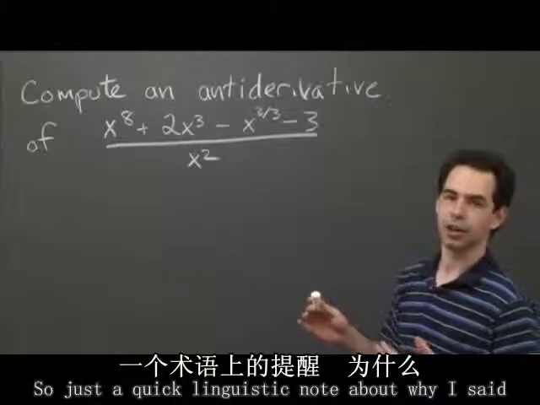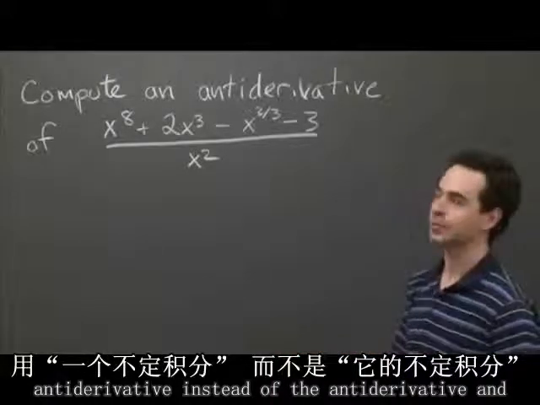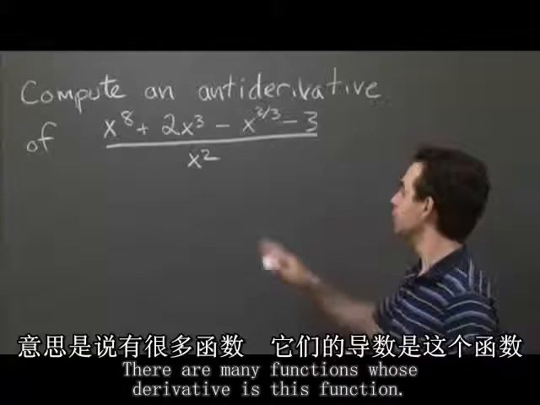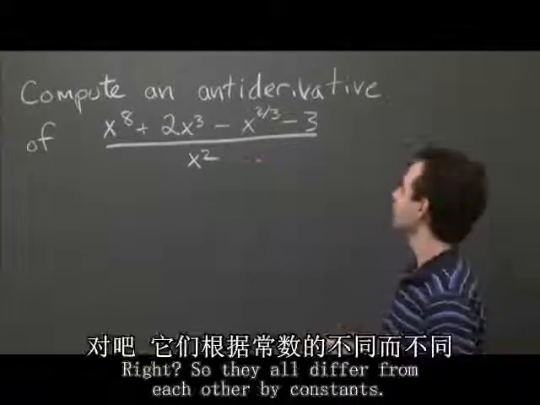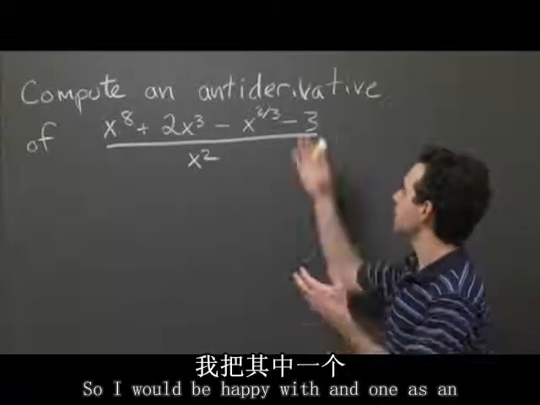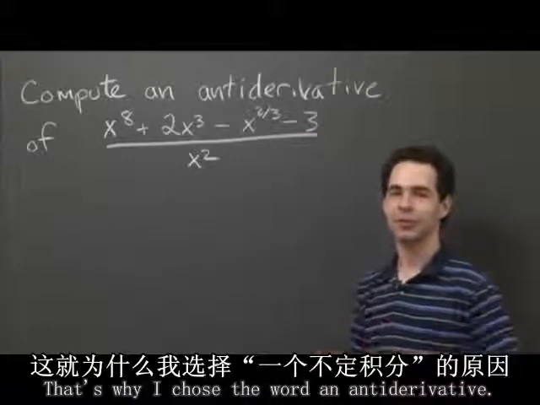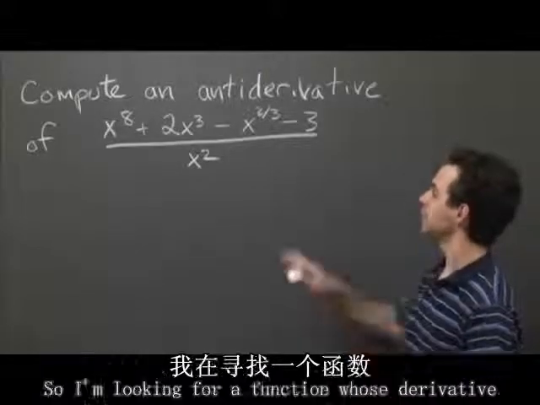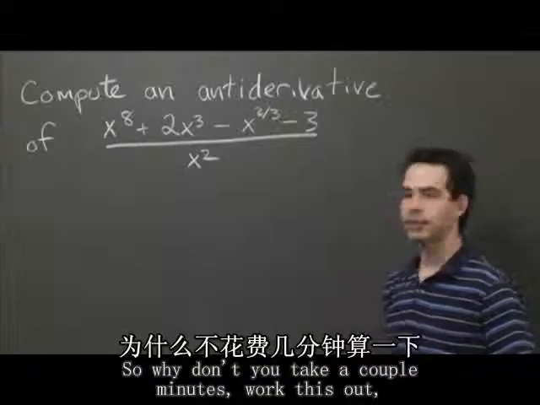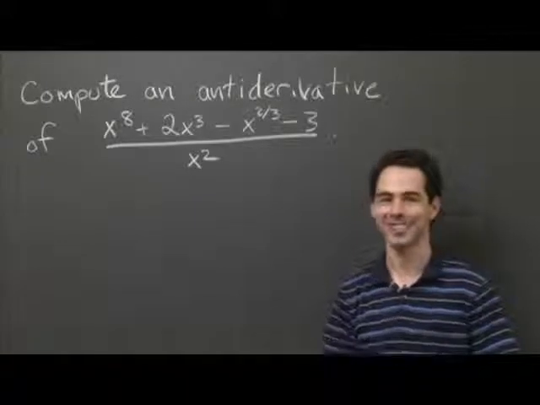Just a quick linguistic note about why I said an antiderivative instead of the antiderivative, and then I'll let you work on it a little. There are many functions whose derivative is this function, right? They all differ from each other by constants, so I would be happy with any one as an answer to this question. That's why I chose the word an antiderivative. I'm looking for a function whose derivative is equal to this function. So why don't you take a couple minutes, work this out, come back, and you can check your answer against my work.